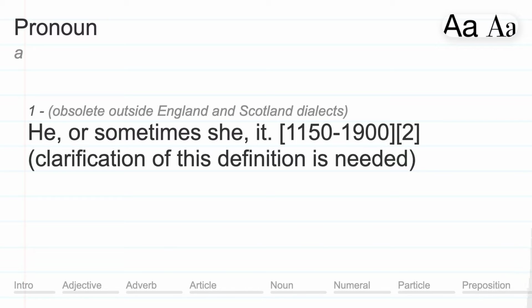Pronoun. He, or sometimes she, it. 1150 to 1900. 2. Clarification of this definition is needed.